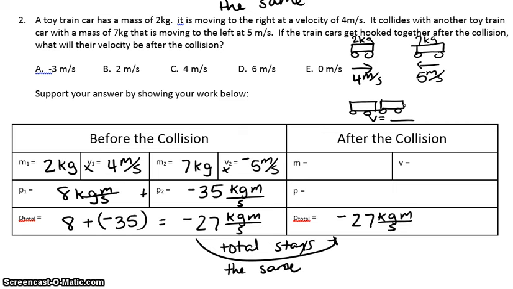So we have those 2 train cars that are now stuck together. One had a mass of 2, one had a mass of 7, so we have a total mass of 9 kilograms here. So if we're going to figure out that velocity, and we know the mass and we know the momentum, then we have to ask ourselves 9 times what equals negative 27. And the answer then would be negative 3.